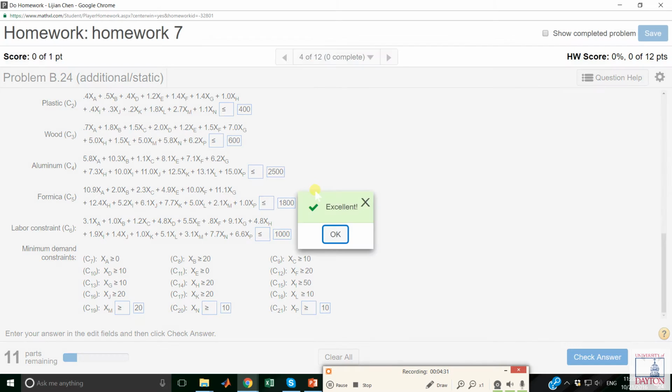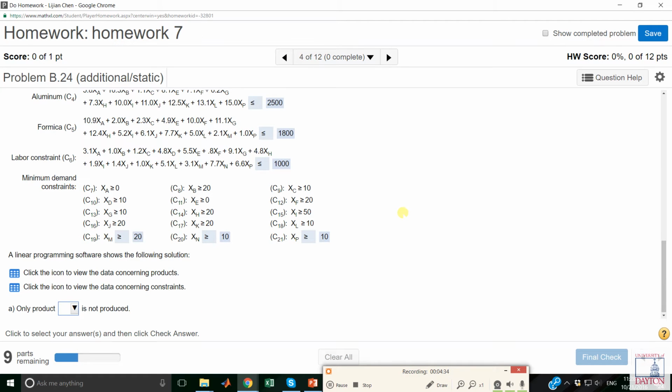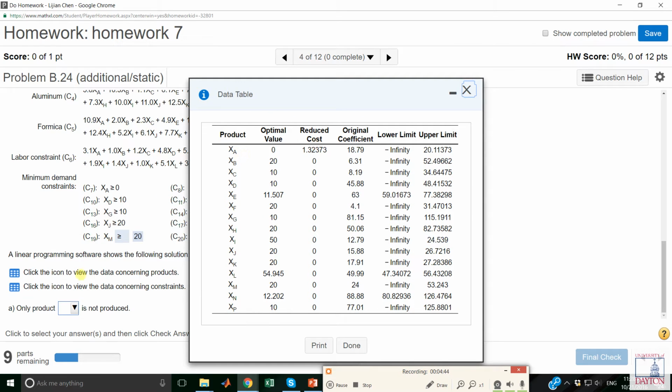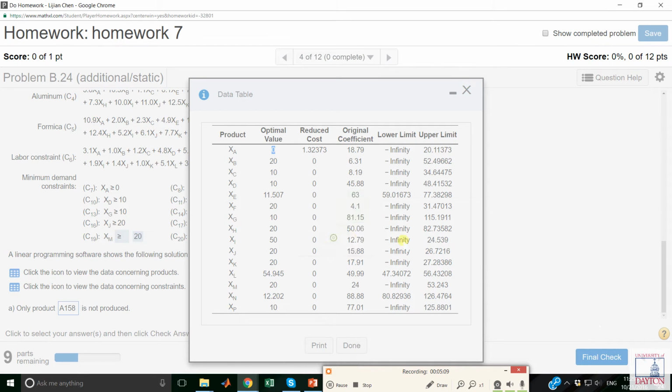Okay. All right, so now next is pretty much challenging, and we can find out what the data concerning the product is. Let's look at this. First of all, we click this button and we can find out. If we look at the optimal volume, we can clearly see that the model suggests we produce zero units of XA. That means the A product is over, so A158 should be over. We are not going to produce anything there. Okay. Makes sense? All right, very good.